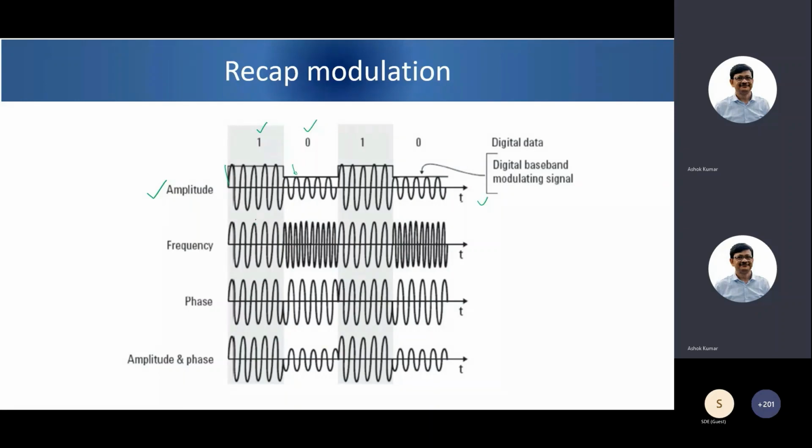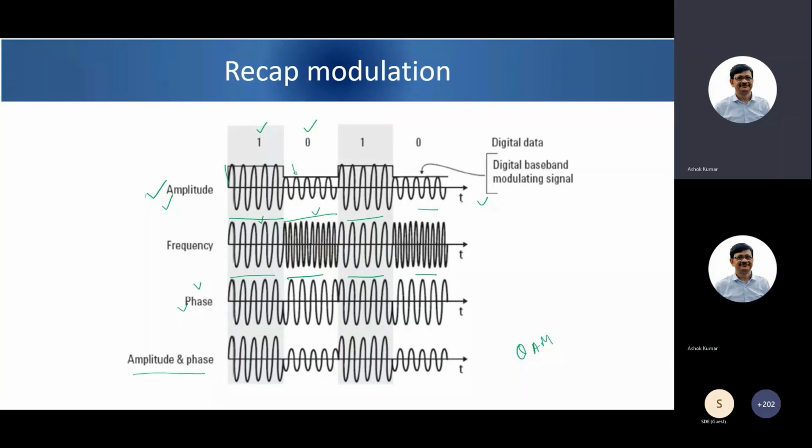In frequency modulation, you use different frequencies. For example, for 1 you are using a lower frequency, for 0 you are using a slightly higher frequency, and so on. Then you have phase modulation, wherein you change the phase. For 1 you are using 0 degree phase, and for 0 you may be using 270 or any other phase. So based on the phase you are modulating. And if you combine amplitude and phase, that becomes your QAM kind of modulation. So in 5G, as I discussed, we are using quadrature amplitude modulation.